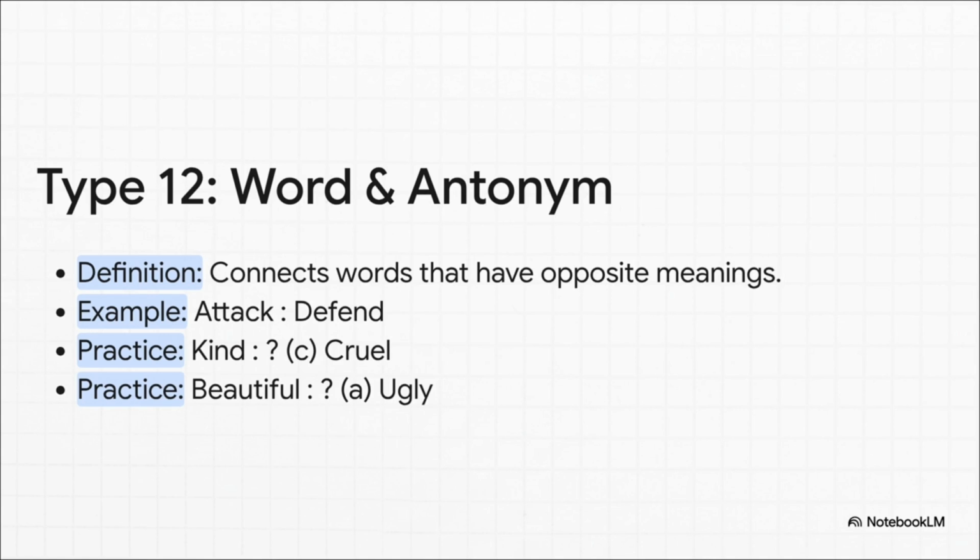And of course, right after synonyms, we have to talk about their opposites, antonyms, words with completely contrary meanings. To attack is the opposite of to defend. So the opposite of advance is retreat, and the opposite of kind is cruel. Answer C. In the same way, the opposite of an ancestor is a descendant. So the opposite of beautiful is ugly.